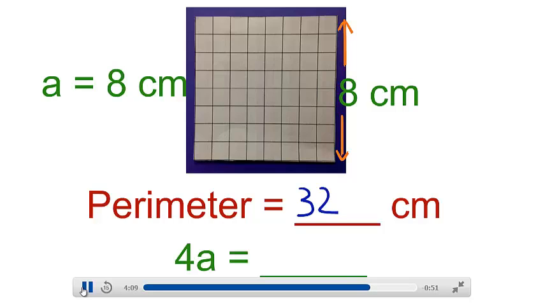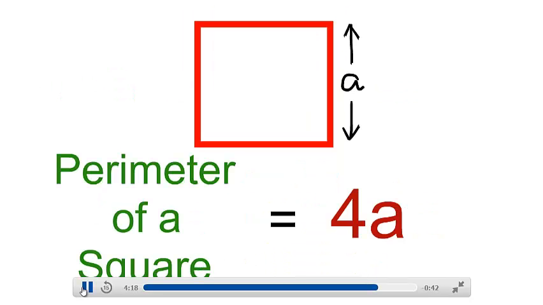What is 4 times the side, or 4A? Isn't it 4 into 8, which is also 32 centimeters? So can we say that the perimeter of a square is 4 times its side?